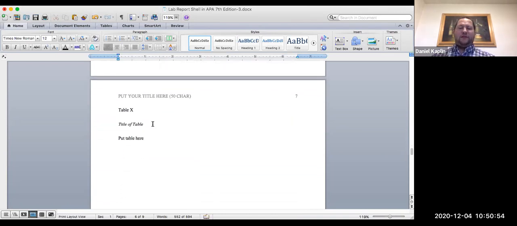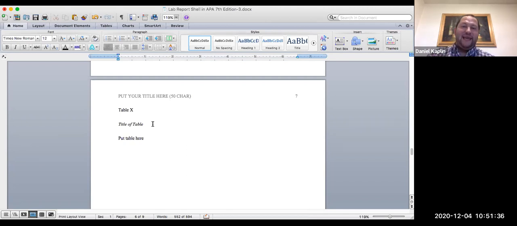We also talked about tables and figures. Now, tables and figures are designed to be pictorial representation of your results. So what's the difference between a table and a figure? Well, a table summarizes your data with numbers. So you'll likely see grids of numbers in a table, whereas figures tend to be pictorial representations. So bar graphs, pie charts, things like that.